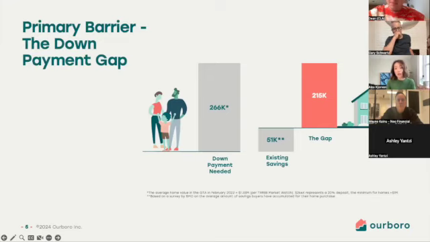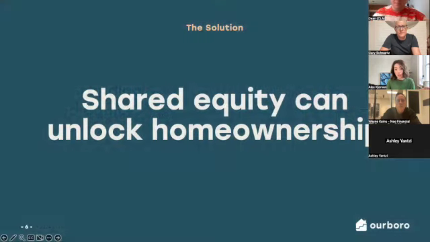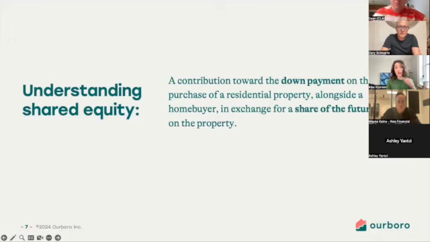And there are government initiatives to help. On the supply side, there's the More Homes Built Faster Act and the Ontario Housing Supply Action Plan. And on the demand side, as many of you may be very familiar, CMHC has a first-time home buyers incentive, which they call a shared equity mortgage. Very similar. I'll get into some of the nuances and differences there, but those programs alone aren't enough to break down that down payment barrier. So what is shared equity? By definition, it's a contribution towards a down payment in exchange for a share of the future appreciation on the home.